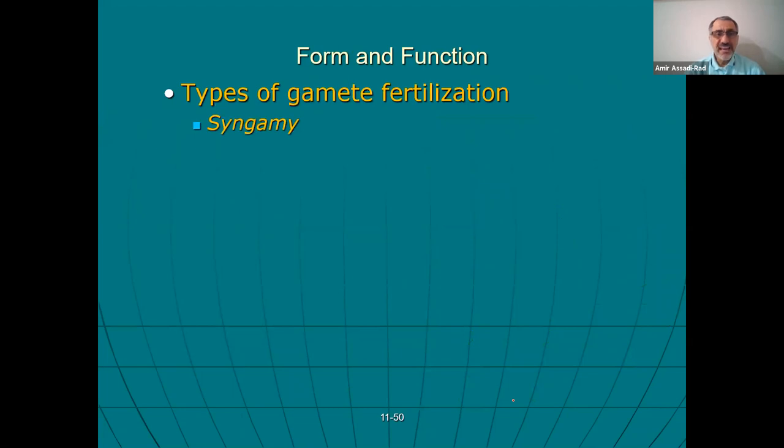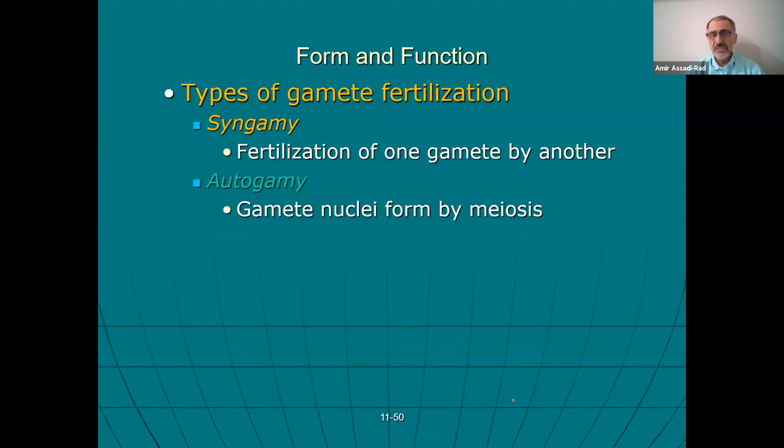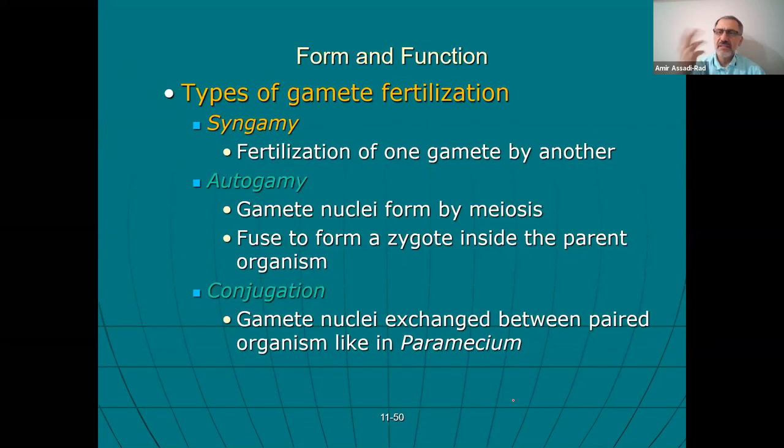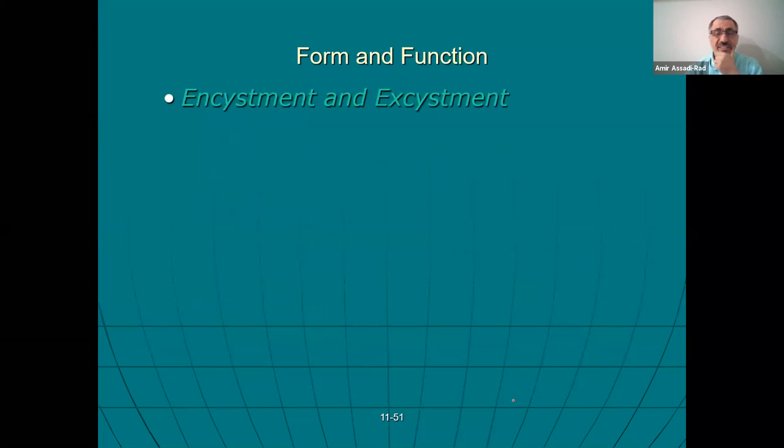Forms and functions: there are two types of syngamy, fertilization of one gamete by another one. Autogamy, where gamete nuclei form by meiosis and fuse to form a zygote inside the parent organism. And then of course, you have conjugation, when two organisms come together and exchange nuclear material, and then they separate, and each one of them divides, which increases the genetic variability. As you know, genetic variability is advantageous. It's a good thing in life. Gamete nuclei are exchanged between paired organisms like the paramecium. Form and function is, okay, very good.